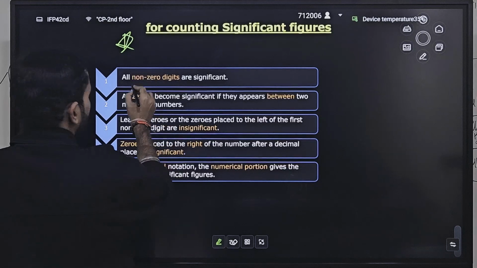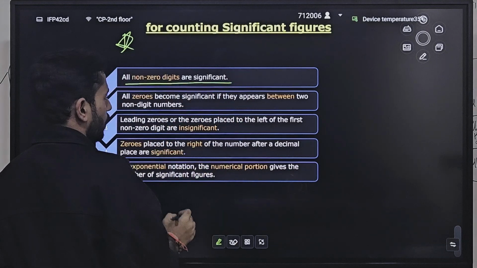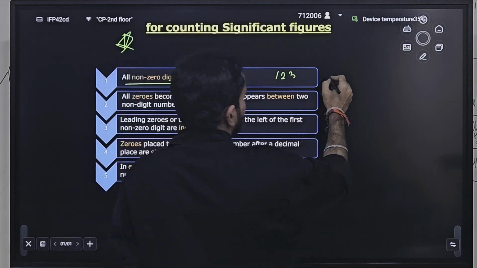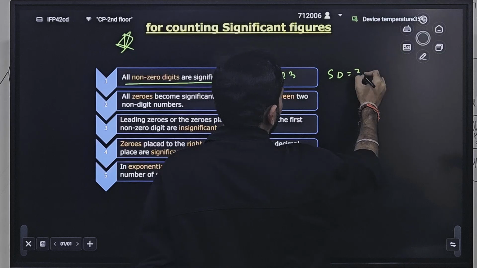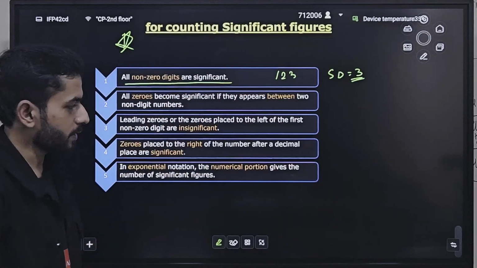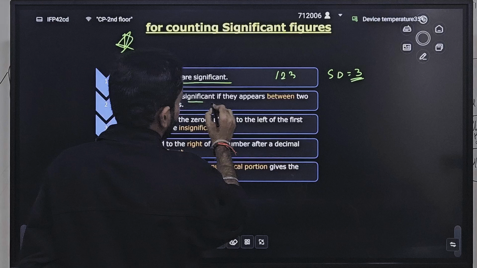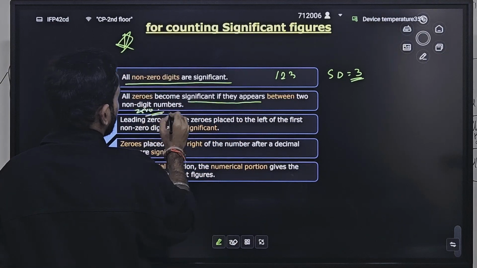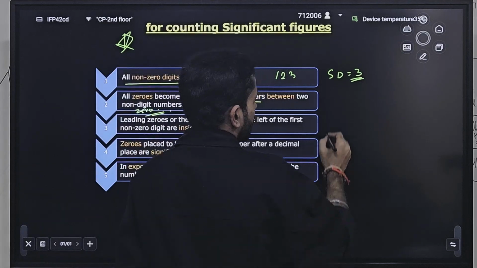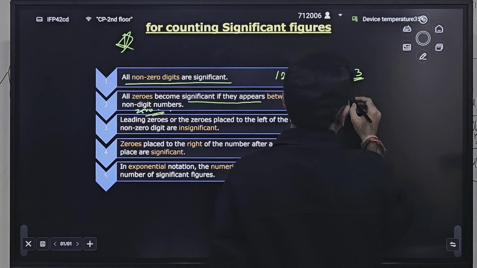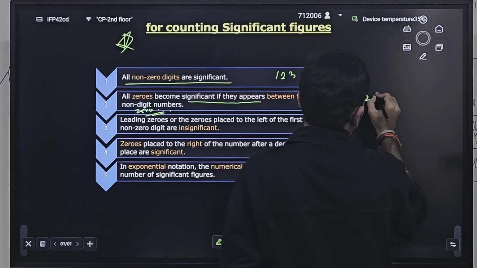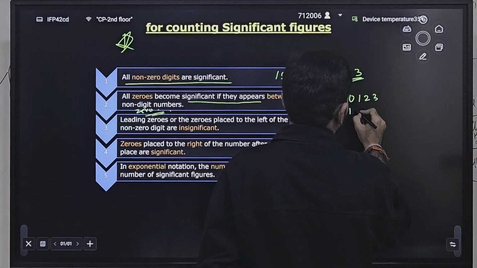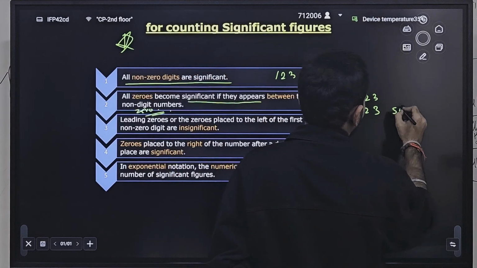What are the rules? All non-zero digits are significant. Just because I have given you number 1, 2, 3. What is the number of significant digits? It will be having 3 significant digits. All zeros become significant if they appear between two non-zero digits. Let's suppose an example. If I am giving you 0, 1, 2, 3, that means now what will happen? Still the significant digits will be 3. But if I am giving you 1, 0, 2, 3, then significant digits will be how much?